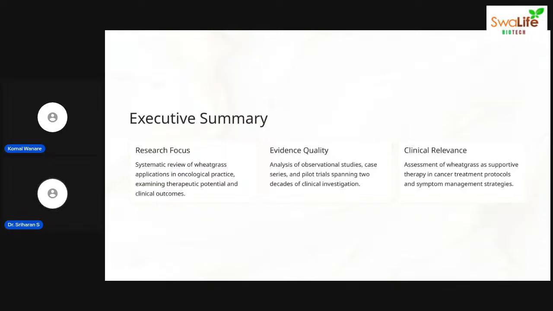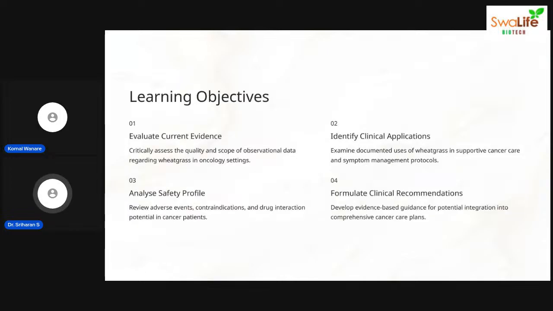Our case study will focus on wheatgrass in research: what is the quality of the evidence available about wheatgrass, and what clinical evidence supports it. We will see this in detail in the upcoming slides. Today's learning objectives: yesterday we identified the evidence gap, but today we are evaluating the current evidence on wheatgrass, and how wheatgrass is applicable in the clinical field.